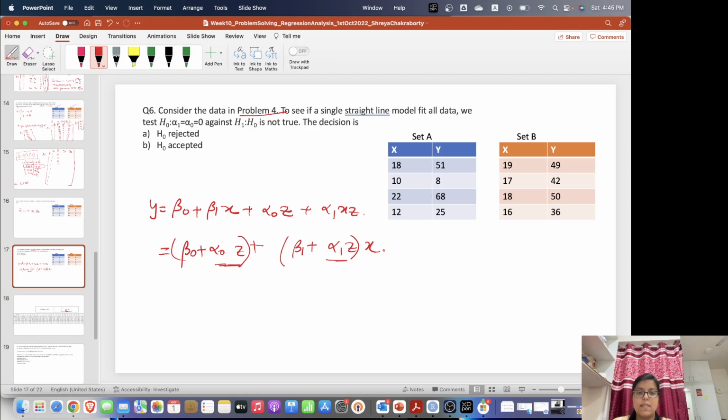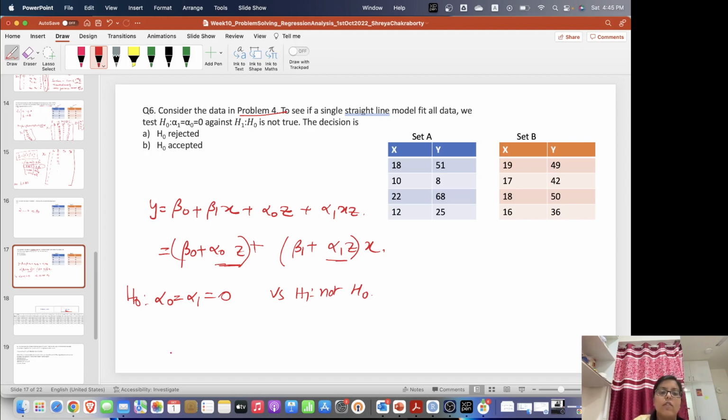So here it has been given what to test for H naught, but in exams if it is not given, you need to categorize things together and then check what it implies and how the H naught should be constructed. Here it is given that H naught is alpha naught equal to alpha 1 equal to 0 versus H1: not H naught. So how should we go about this problem?